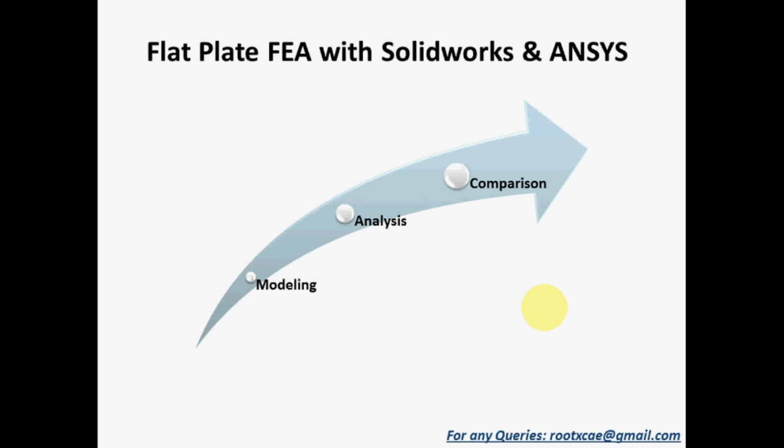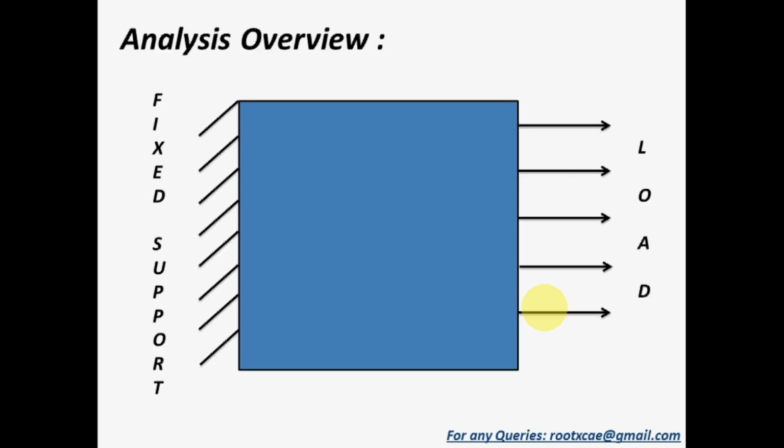First I will give you a brief overview of what we are going to do in this video. First, we will model a simple plate using SolidWorks, and then we will import that geometry to Ansys and simulate the problem. As you can see, this is a simple plate with a hole, and in this analysis we are going to fix one side and apply a certain load. Then we will see what total deformation, strains and stresses are generated throughout the cross section of that plate.